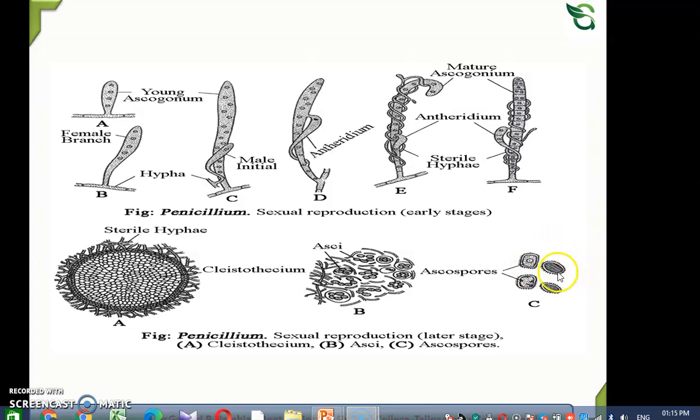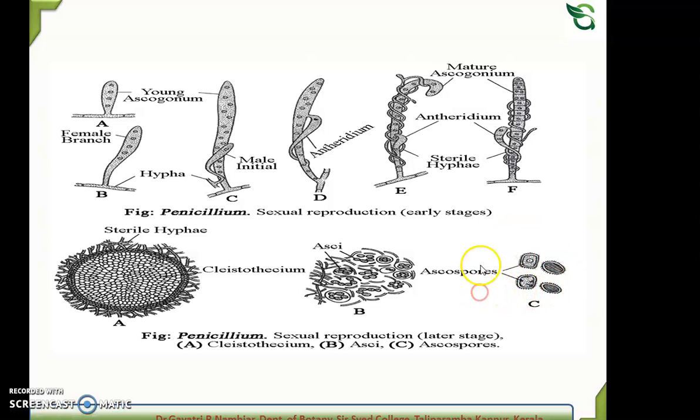During the formation of ascospores, the fruit body, which is the cleistothecium, is formed inside. So the fruit body of Penicillium is the cleistothecium. Cleistothecium is a closed type of fruit body of Ascomycota, that is, a closed type of ascocarp. Here there is no opening. It is completely closed, and it contains numerous asci. Each ascus contains 8 ascospores.